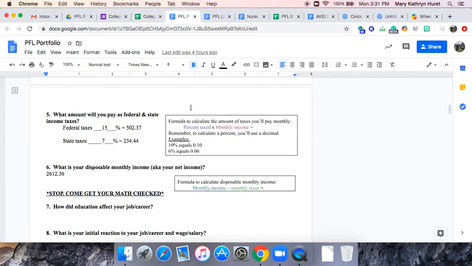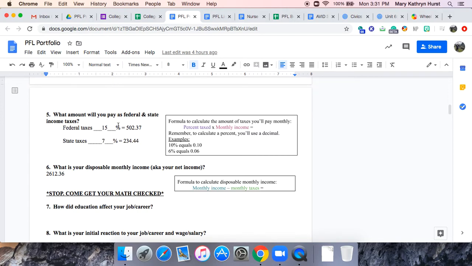If you're not sure how to calculate it, here is a formula that will help you. So the percent taxed times my monthly income, and remember you'll need to use a decimal here. Any percentage that is smaller than 10 requires that a 0 goes in front of the number. I know that this sounds very elementary, but people do this all the time, and they calculate 70% instead of just 7. And then it's stressful because you're like, I'm broke. Yeah, because you did it wrong. Okay, so here's your 15 and 7%.